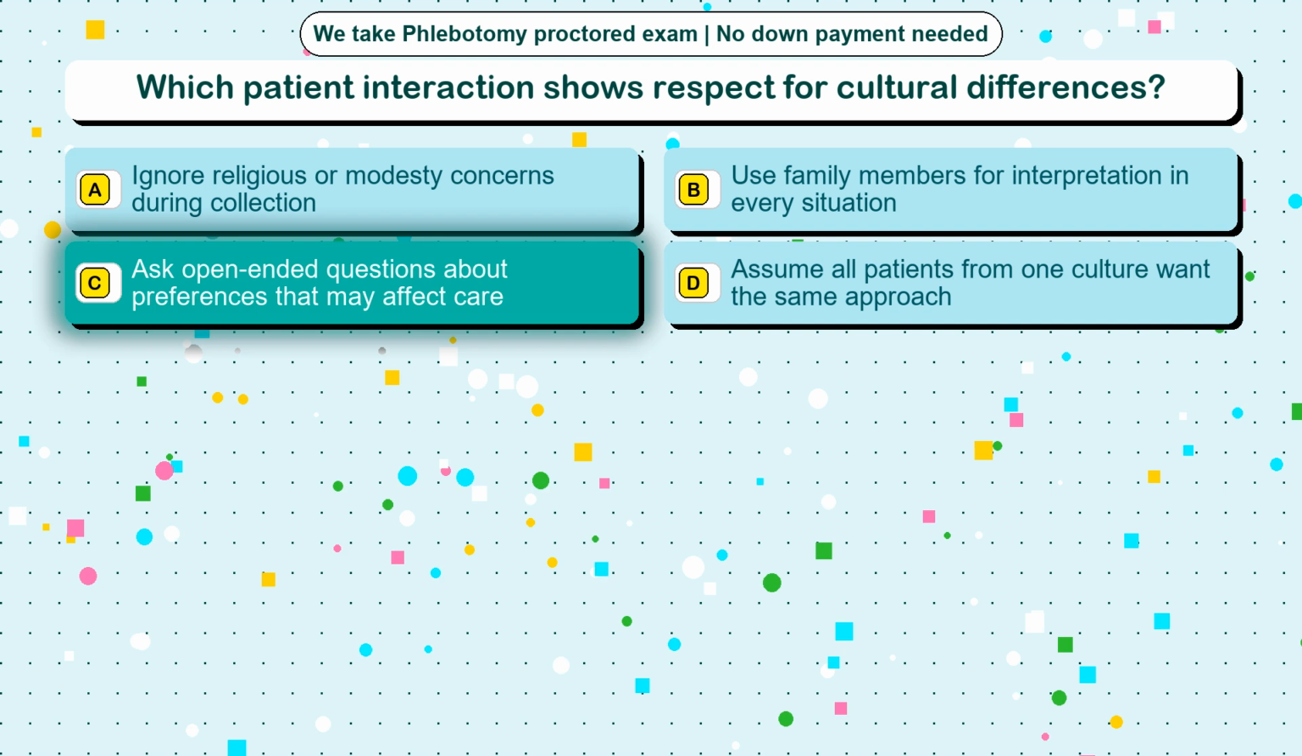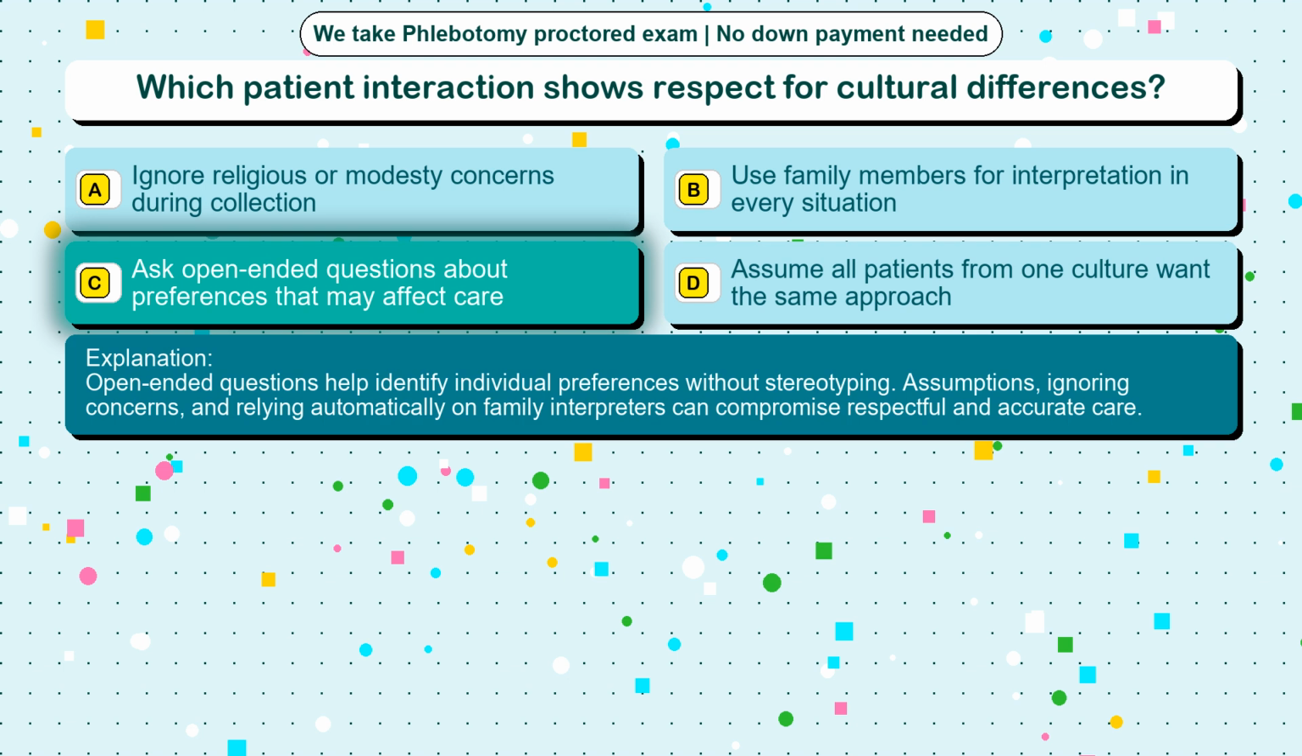The correct answer is option C. Ask open-ended questions about preferences that may affect care. Open-ended questions help identify individual preferences without stereotyping. Assumptions, ignoring concerns, and relying automatically on family interpreters can compromise respectful and accurate care.